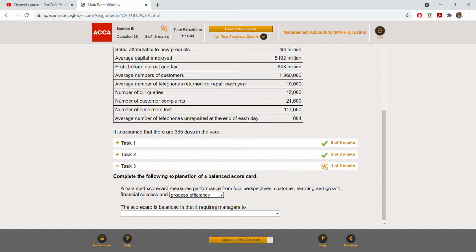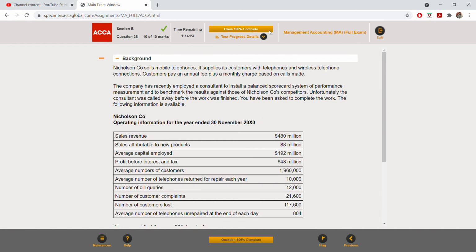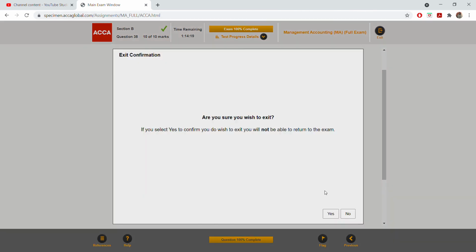Process efficiency. And the last one: the scorecard is balanced in that it requires managers to achieve an equal number of KPIs in each perspective, deliver performance in all 4 areas, or offset bad performance in one area with good performance in another. Deliver performance in all 4 areas. So you see here, this question you have completed 100%, and even the exam you have completed 100%. Now I'm just going to exit it because I'm done with it.